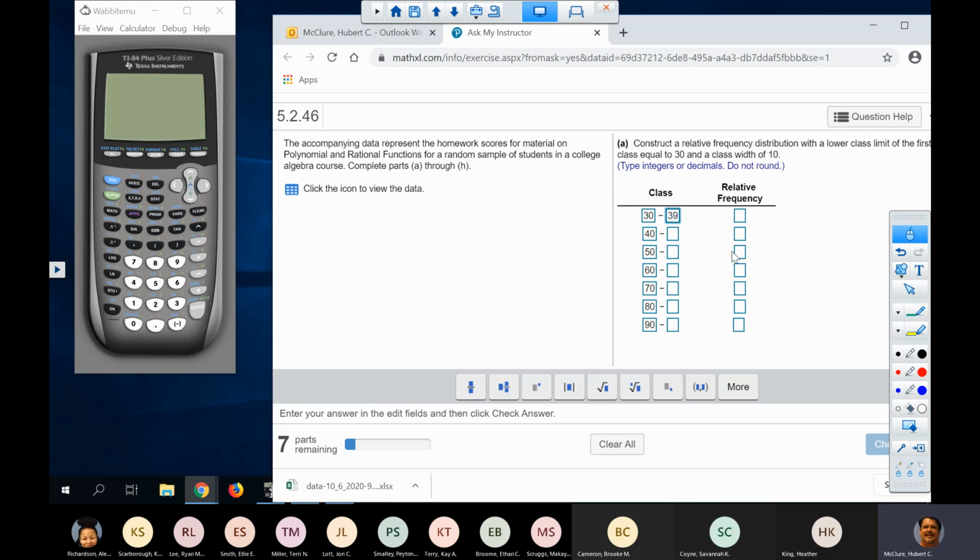39, because you can't have overlap of numbers. 49, 59, 69, 79, 89, and 99. And that comes from just those two numbers right there. We went over that back in chapter 2, I think. I think it was either the last part of chapter 2 or the first part of chapter 3.